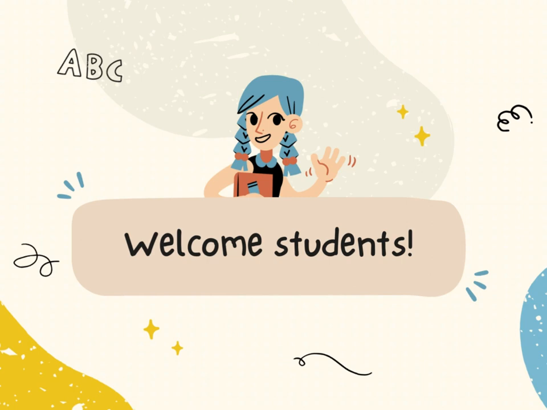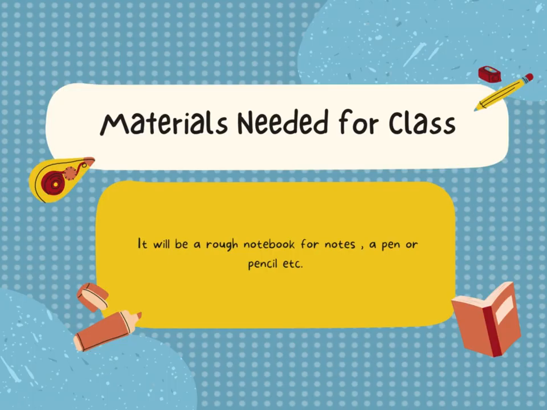Now let's see what's the material needed for the class. The material needed for the class is a rough notebook for notes, a pen or pencil, etc. You will make notes and you need a pen to write. If you work with a pen, take a pen. If you work with a pencil, take a pencil. But if you are using a pencil, take an eraser and a sharpener.